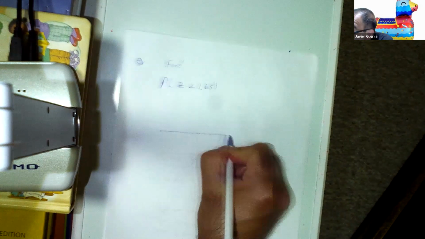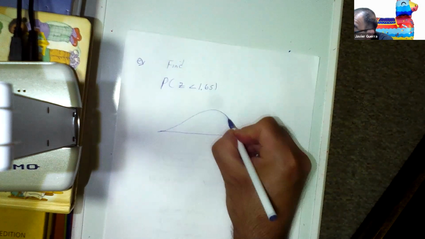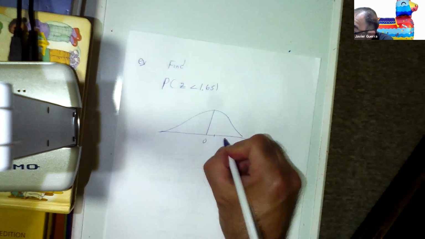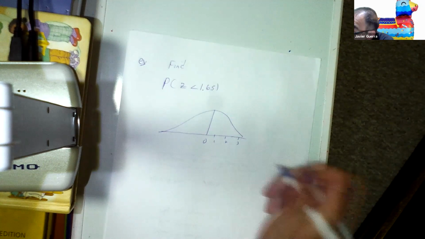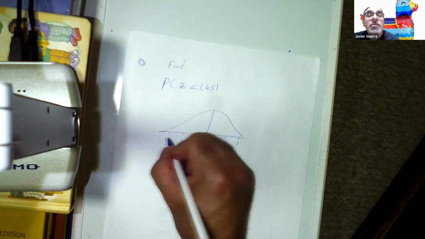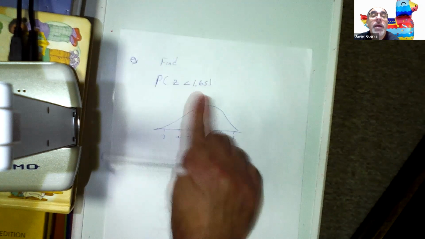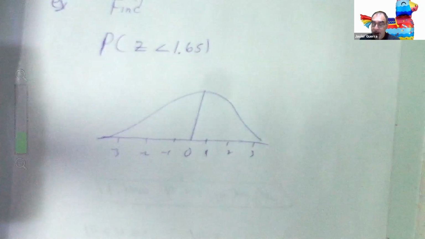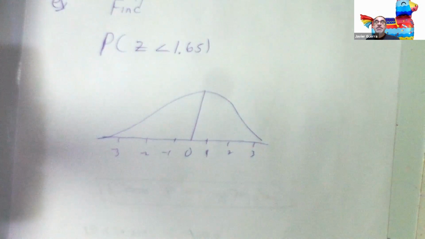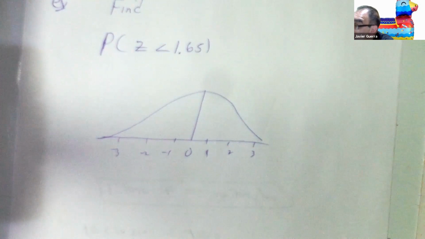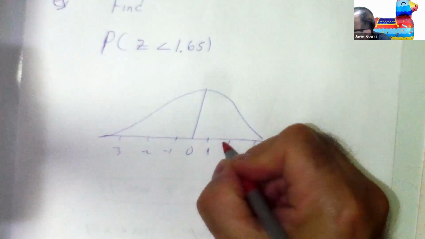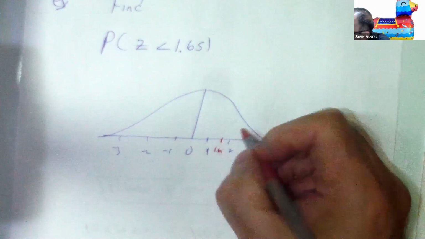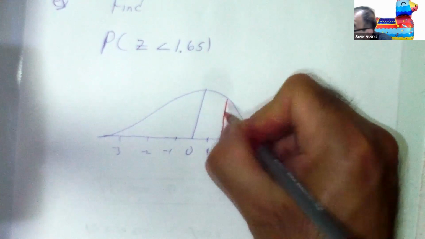If you can get the feel for it. 0 goes there. 1, 2, 3. -1, -2, -3. And you're going to plot 1.65. Where do I put 1.65? It doesn't have to be accurate. Just make sure that you have it placed. So it should fall maybe about right there. 1.65, más o menos.